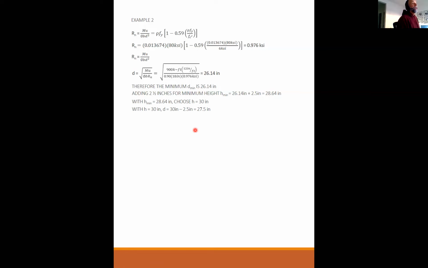Good question. The coverage is 1.5 as a minimum. Yes, what you just said, absolutely right. But that coverage is to the outside of the ties. The ties are assumed to be a half inch in diameter. So that gets you to 2 inches. And then you have to go halfway up the bar to get to the center of the bar. So that's why, roughly speaking, it's 2.5 inches from the bottom of the beam to the center of the bar. Oh, okay, makes sense. Thank you.